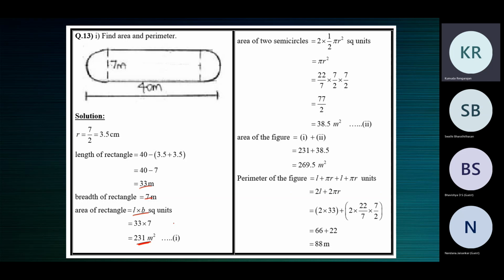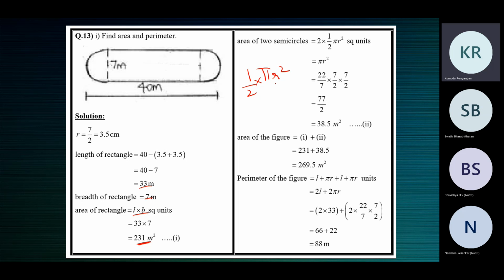Now the area of two semicircles. The area of one circle is, children, pi r square. So the area of a semicircle will be half of pi r square, or pi r square divided by 2.